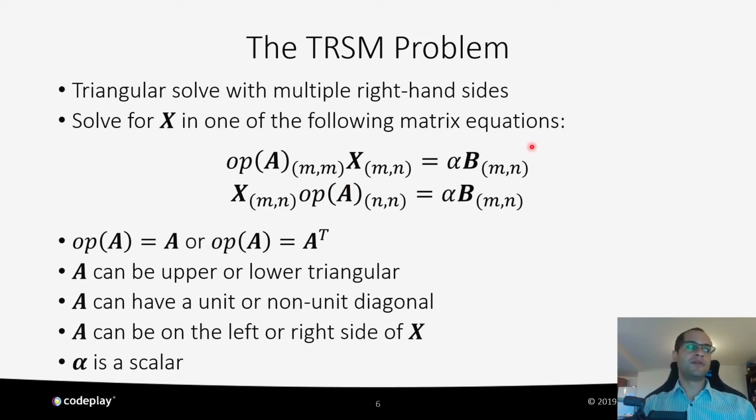It's important to note that for implementation purposes, the solution to this problem must be returned in place of B. So matrix B in this case will be overwritten with the solution to the problem. The multiple right-hand sides comes from the fact that we are solving for multiple columns of X. As you can see, X and B have the same size.